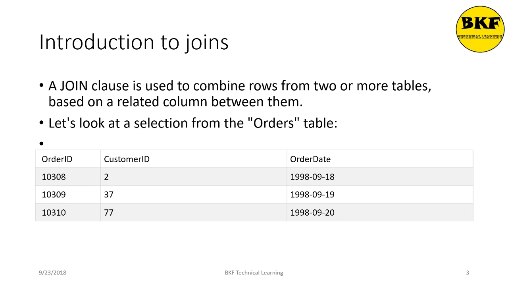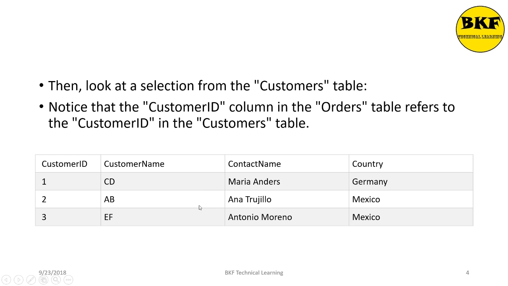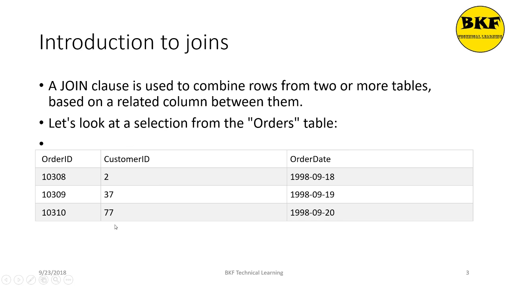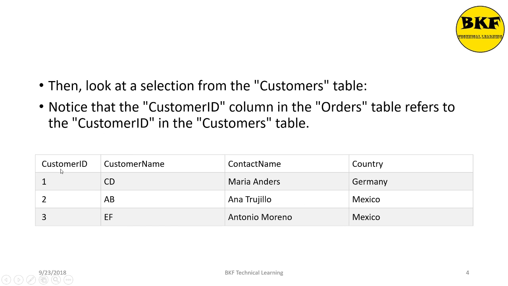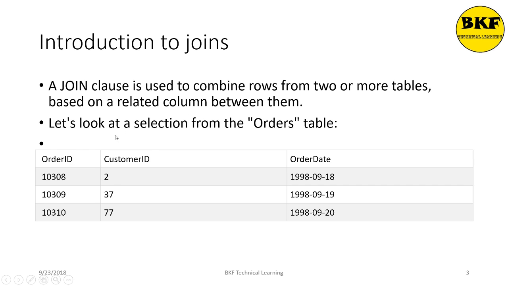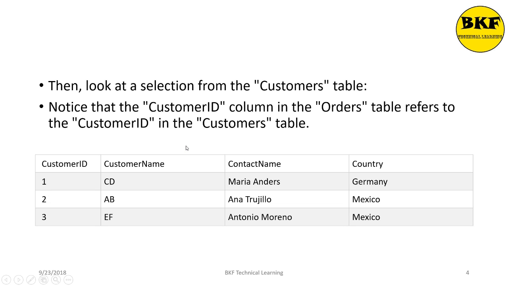A join clause is used to combine rows from two or more tables based on a related column between them. So let us assume this is our orders table, and this is our customers table. The customer ID in the orders table is a foreign key, and customer ID in the customers table is a primary key. So these two tables are connected by the column customer ID. This customer ID references the customer ID of the customers table.